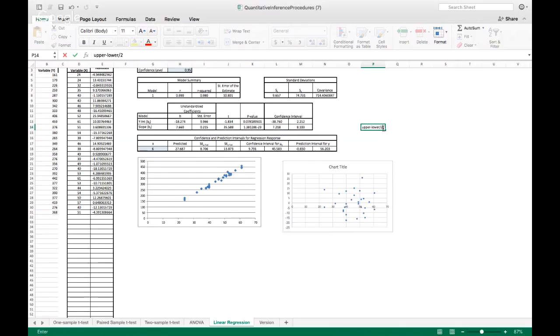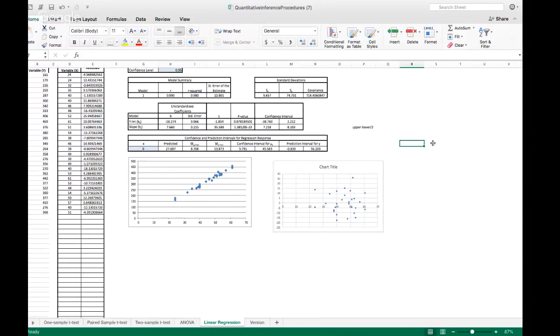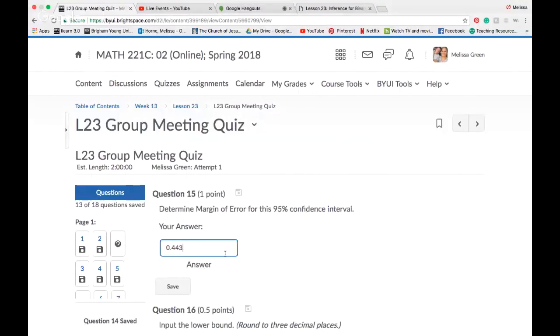Okay. So let's see. It's that 8.103 minus 7.218 divided by 2. So I got 0.443 rounded. Why did I get 0.885? Because I went 8.103 minus 7.218 and then divided by 2. Oh, you divide by 2. I missed one. Sorry.